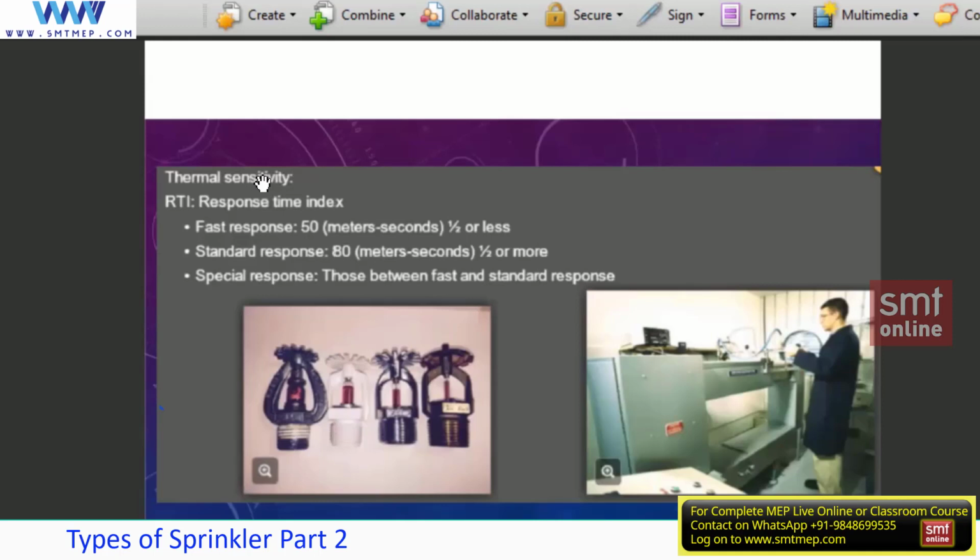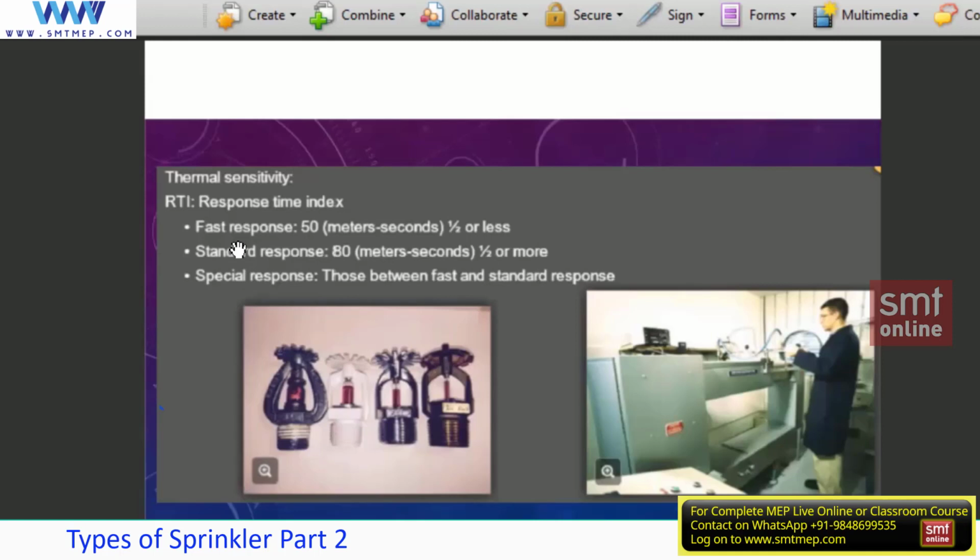So according to that, we have three types. We'll discuss more about RTI, don't worry. I'm just giving the idea at this level. At the time of calculation, I'll explain more about this, including the temperature rating also. So at this level, as per thermal sensitivity or RTI, response time index, we have three types: fast response, standard response, and special response.